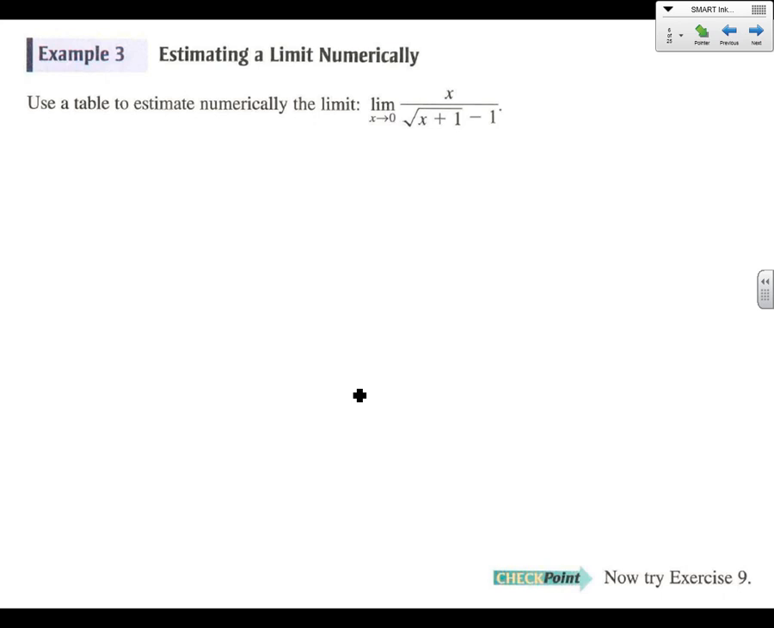Okay, so now let's talk about where limits really become useful. When we have a problem, what's the limit of this function as x approaches 0? Look at the denominator here. If we plugged in 0, the square root of 0 plus 1 is the square root of 1, which is 1. Minus 1 is 0. Normally we would not be able to do this problem because you can't divide by 0.